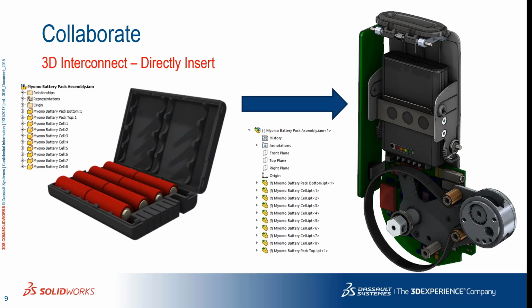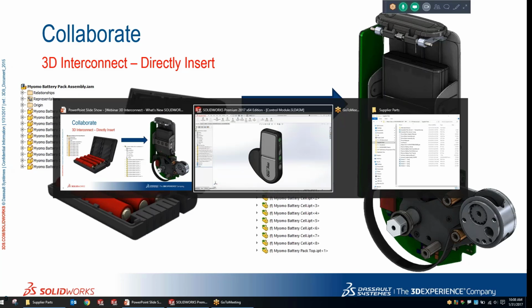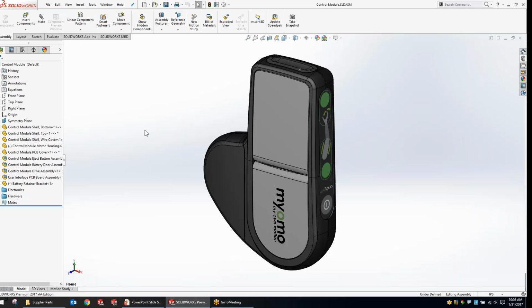And so with the Myomo control unit that goes on the arm, there we have a little battery pack assembly that we want to take a look at, and suppose it was done in AutoCAD Inventor, either by a vendor or with a legacy third-party tool, and we want to bring that into our assembly here and highlight that workflow process.